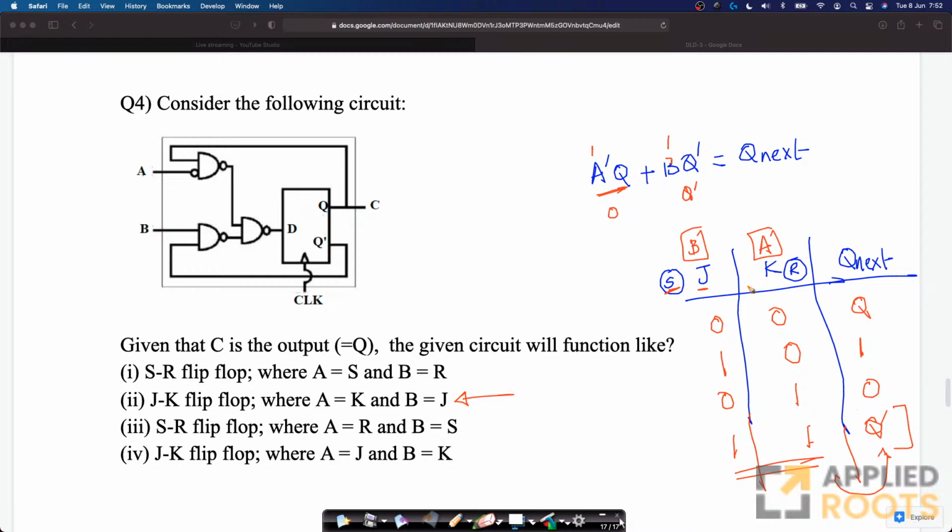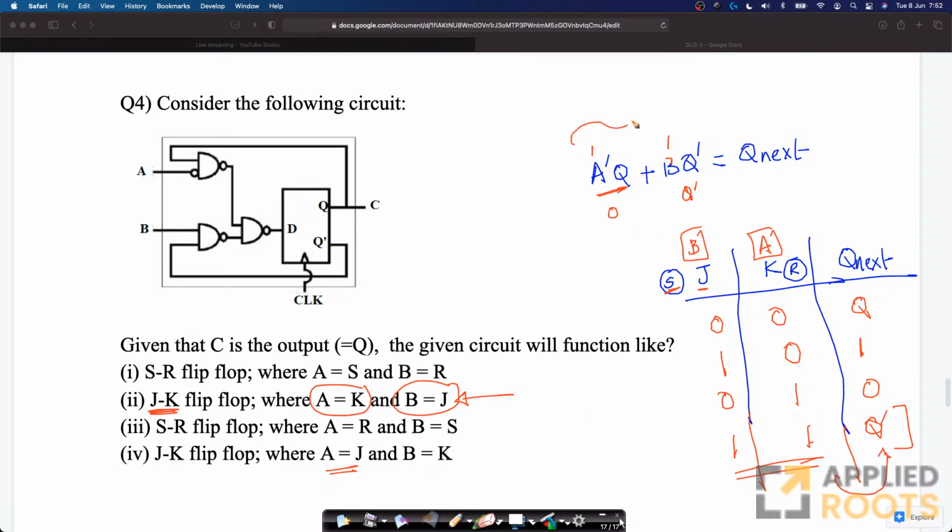So the right answer here is, this is exactly the table that you would expect for Q next in terms of Q for a JK flip-flop. The question says, what does this behave like? We know that it behaves like a JK flip-flop, right? Because you have 1, 1 as valid input. You just have to be careful that you have A equals K and B equals J, because the other option is that A and J are just swapped. So A becomes J, B becomes K. Then you can plug in these values and you can see it will not work. You just have to be slightly careful here.